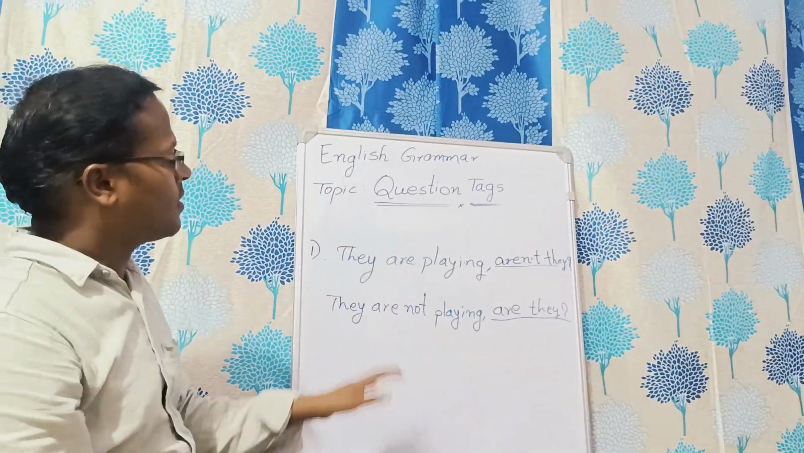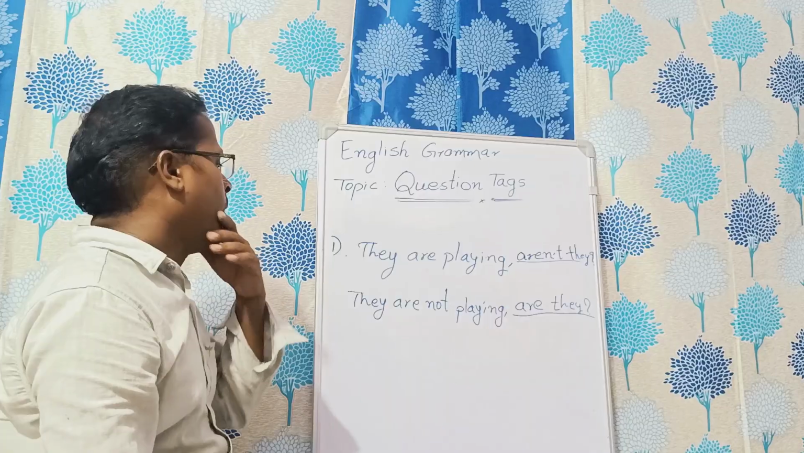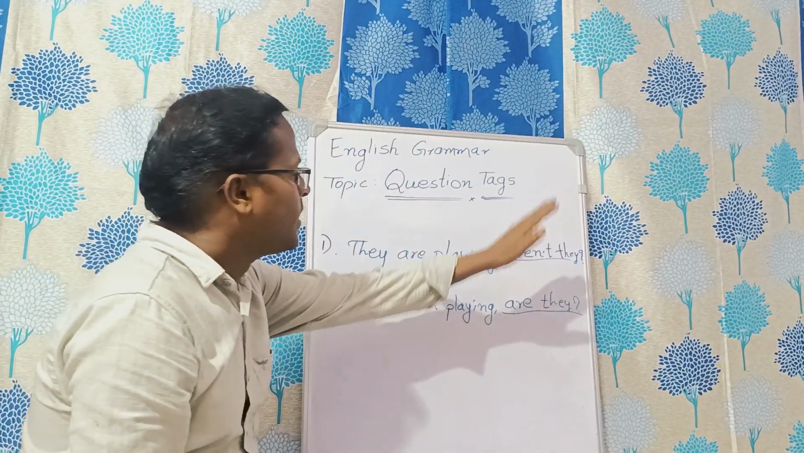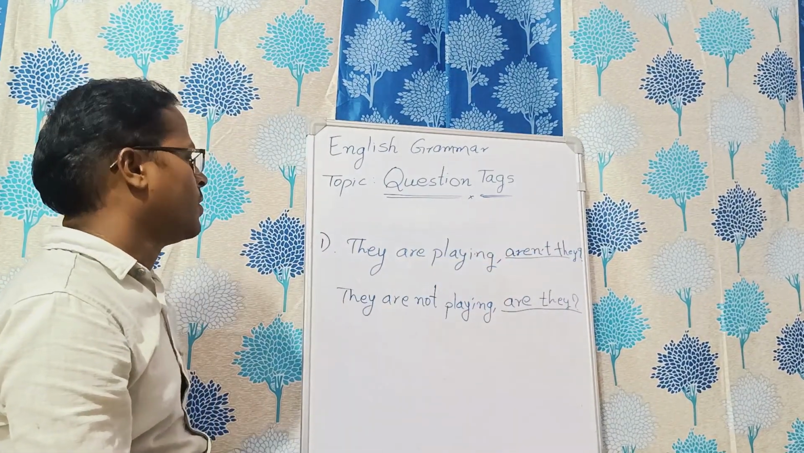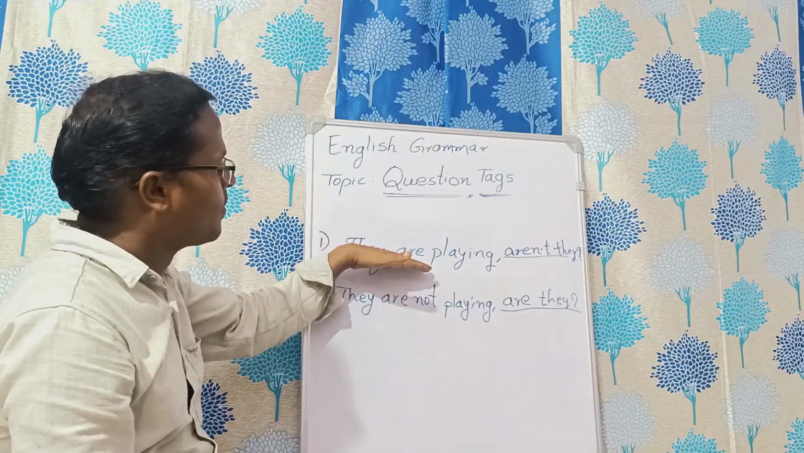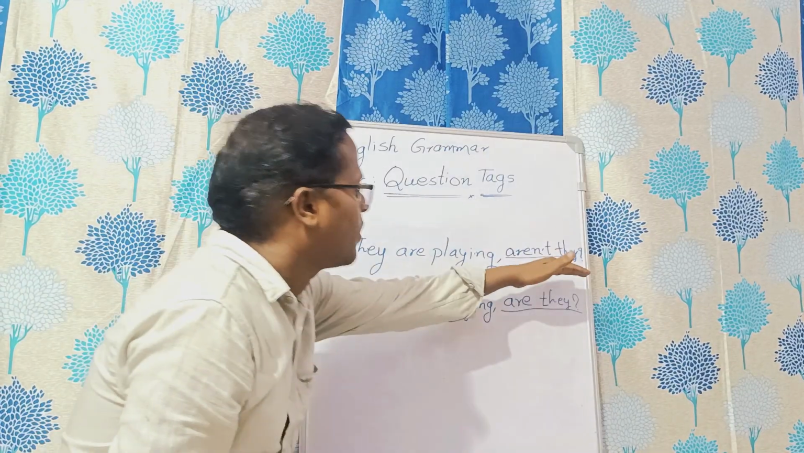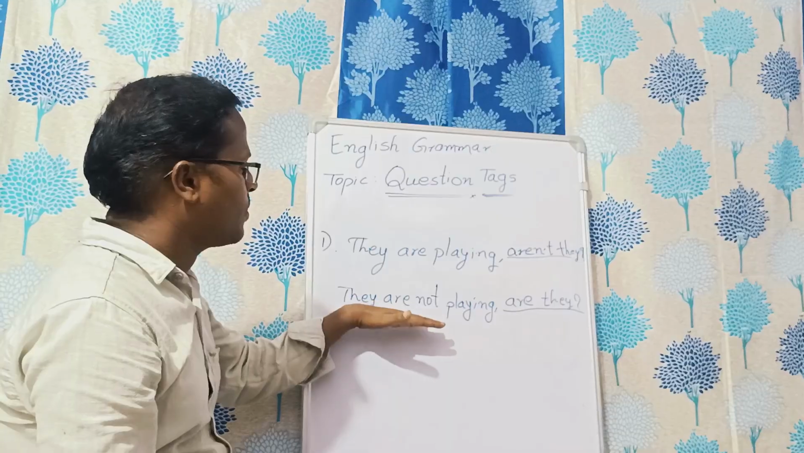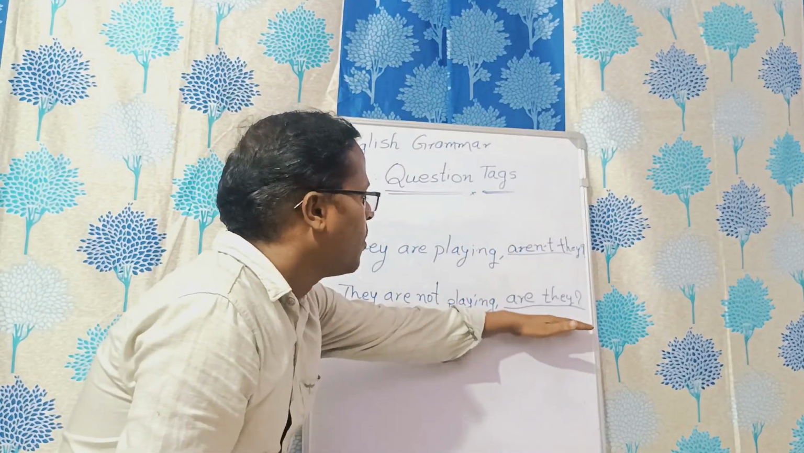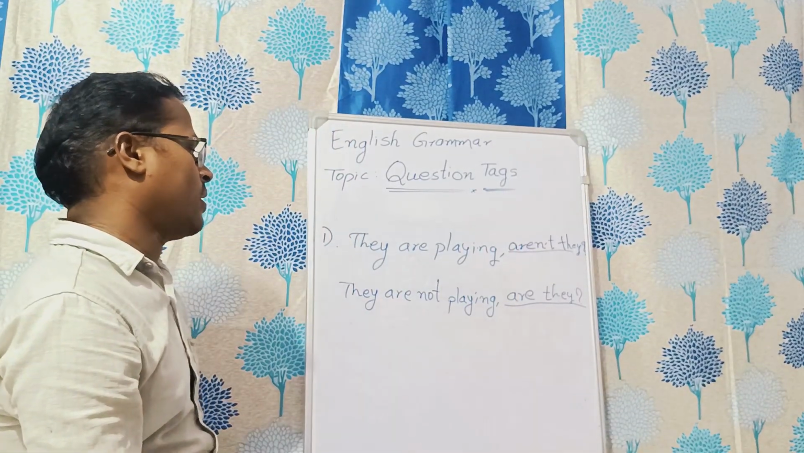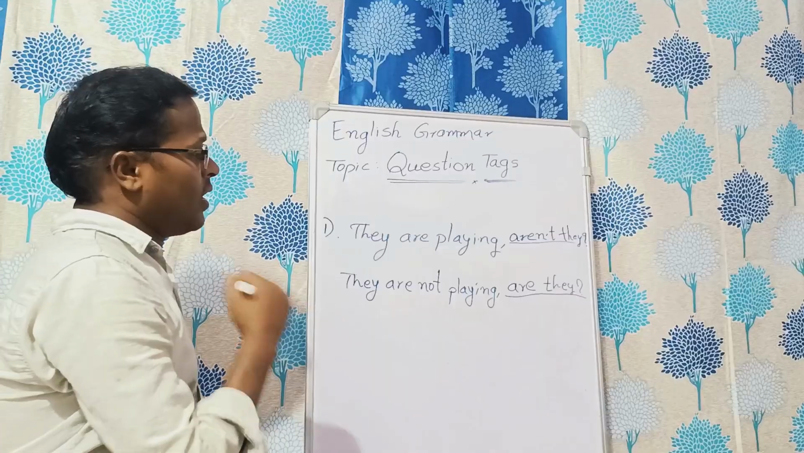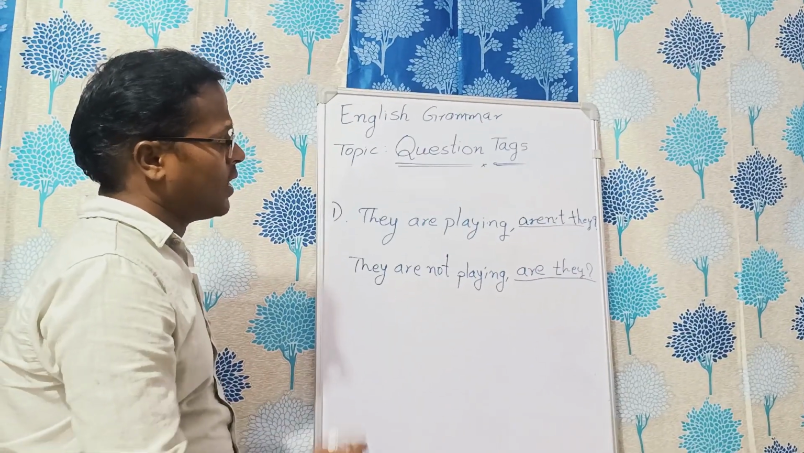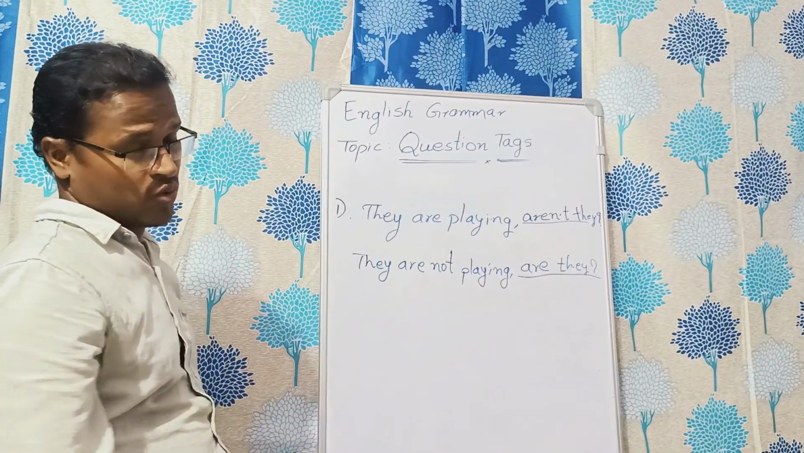So this is the difference between a positive question tag and a negative question tag. When the sentence is positive, we have to add a negative question tag, and if the sentence is negative, we have to add a positive question tag. So how do we understand when to use which?